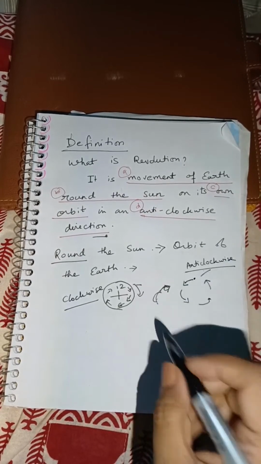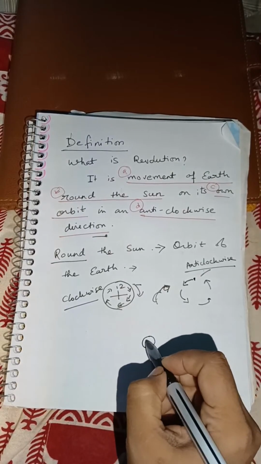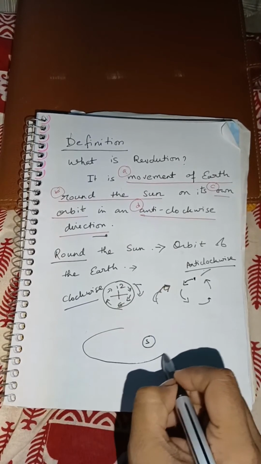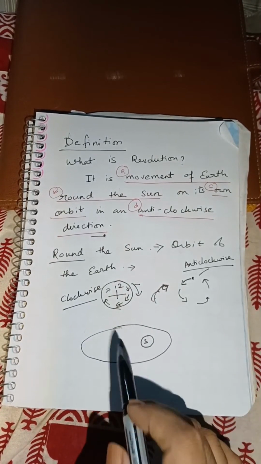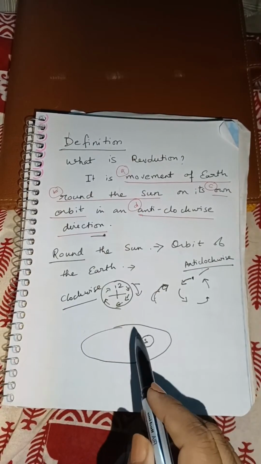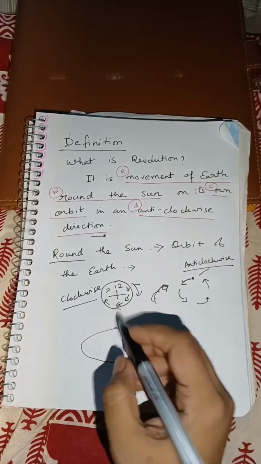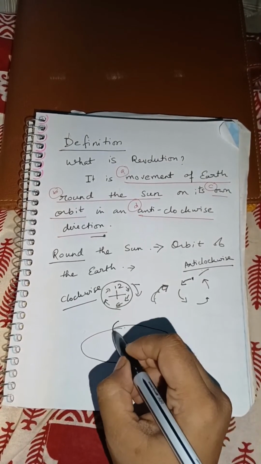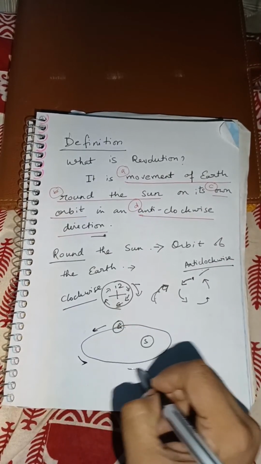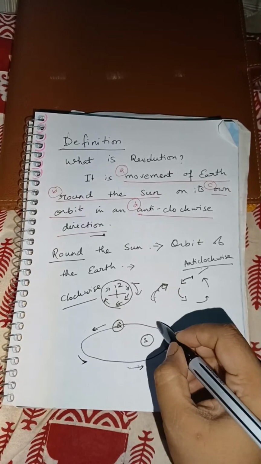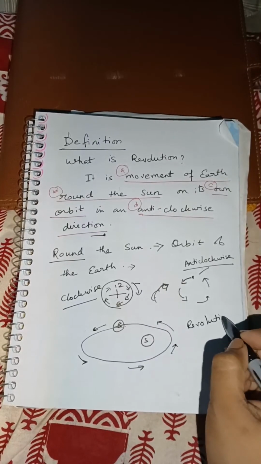So when our earth is revolving round the sun, if this is the sun and this is the orbit, our orbit is not spherical or roundish in shape, it is elongated in shape. So this ellipse kind of thing is the orbit. If this is the earth, this earth is moving like this. This movement of the earth round the sun is called revolution.